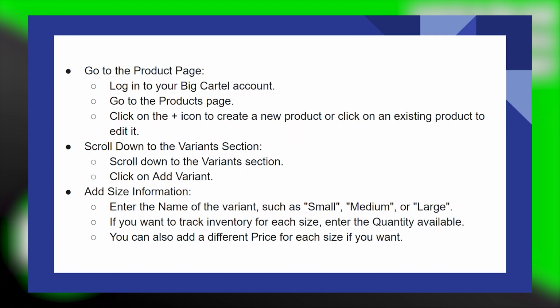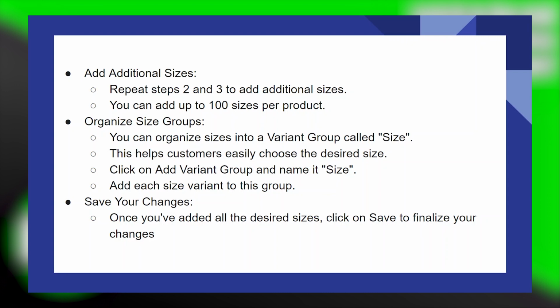You can also add a different price for each size if you want. Repeat steps 2 and 3 to add additional sizes. You can add up to 100 sizes per product.